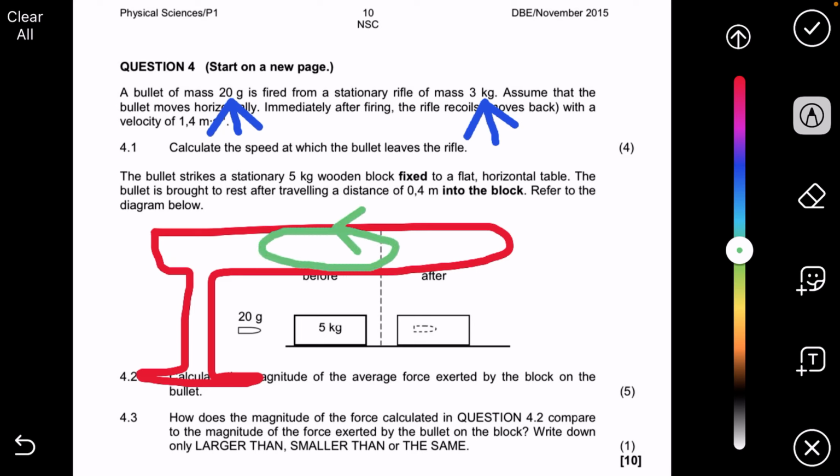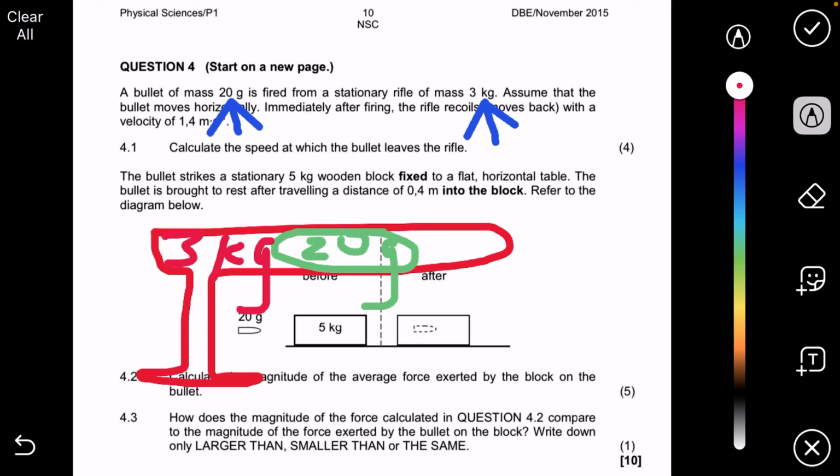Okay, so I still have my arrow there. Let me have a pen. So ladies and gentlemen, we've got a bullet of mass 20 grams. Very, very much important. And again, we've got a rifle of mass 3 kg. Can you see the difference between the two, ladies and gentlemen? We've got a mass of the rifle in kgs. We've got a mass of the bullet in grams.